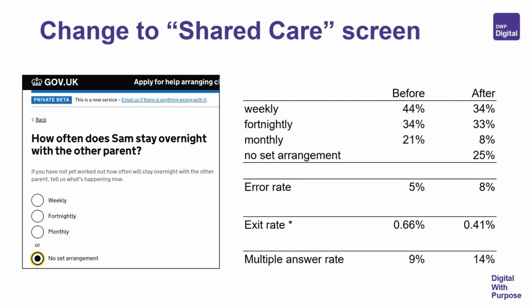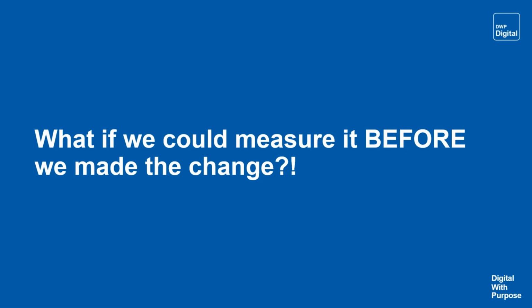So, should we regress? That's still a question that we need to answer, really. But if we've been able to see that slight increase in errors and that slight increase in people changing their minds, would we still have released that design into the service? Might we have tried something different before putting it live? So I'm going to hand over to Gemma now, and she can tell us a bit more about making the change before we make the change.